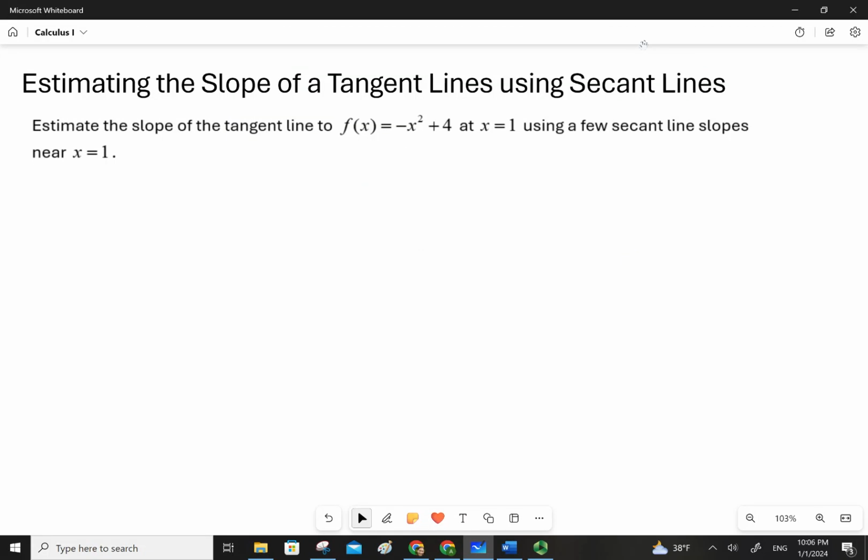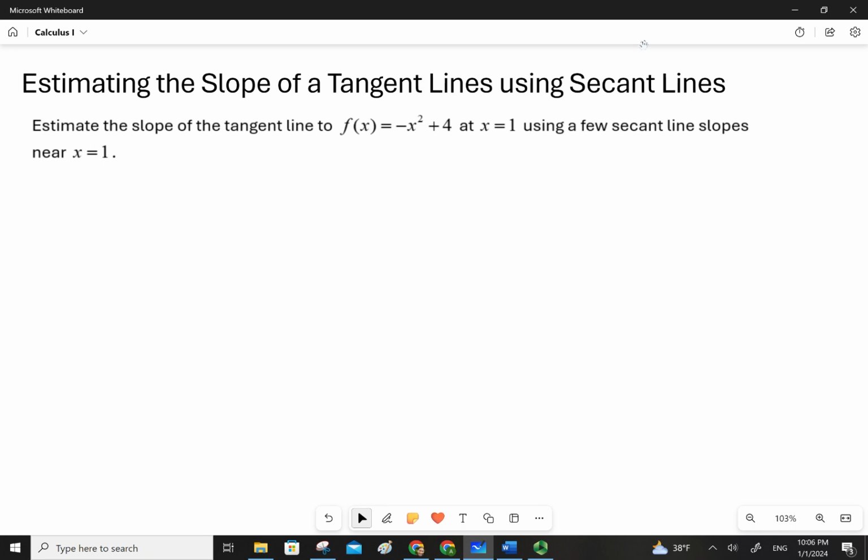Estimate the slope of the tangent line to f of x equals negative x squared plus 4 at x equals 1 using a few secant line slopes near x equals 1. While not strictly necessary, sketching a graph of the function can be helpful in getting a rough idea of what the answer should be and for visualizing what exactly it is that we're being asked to do.